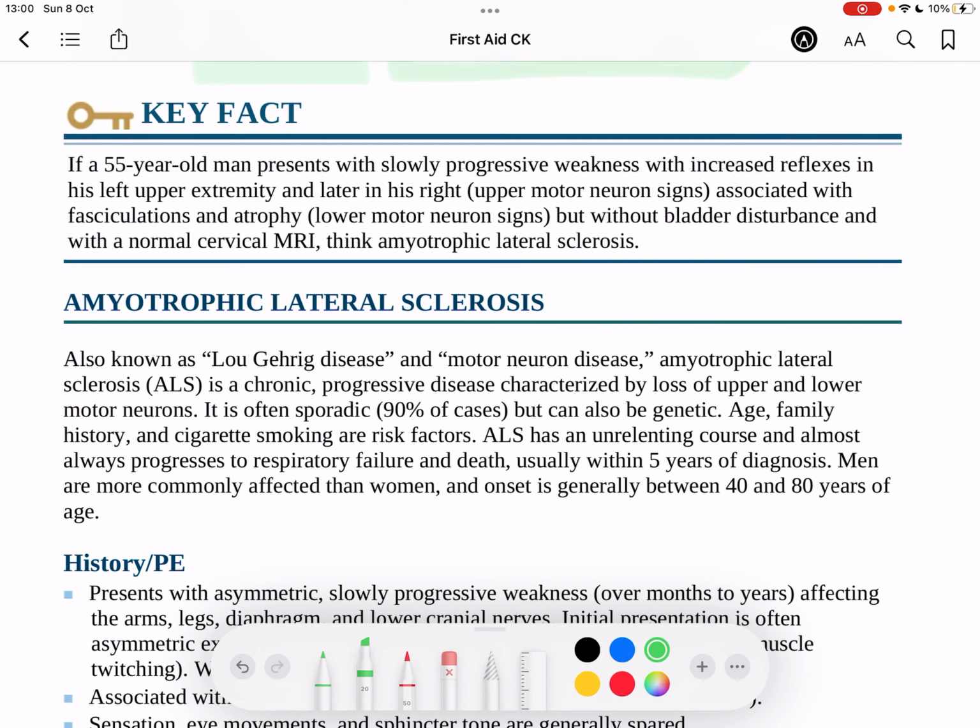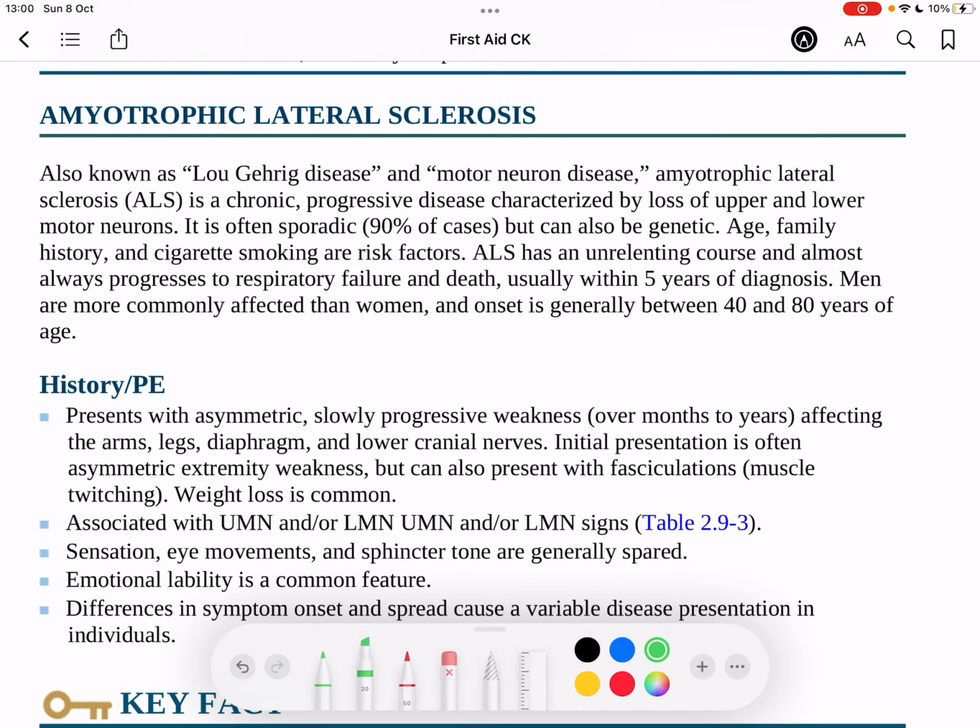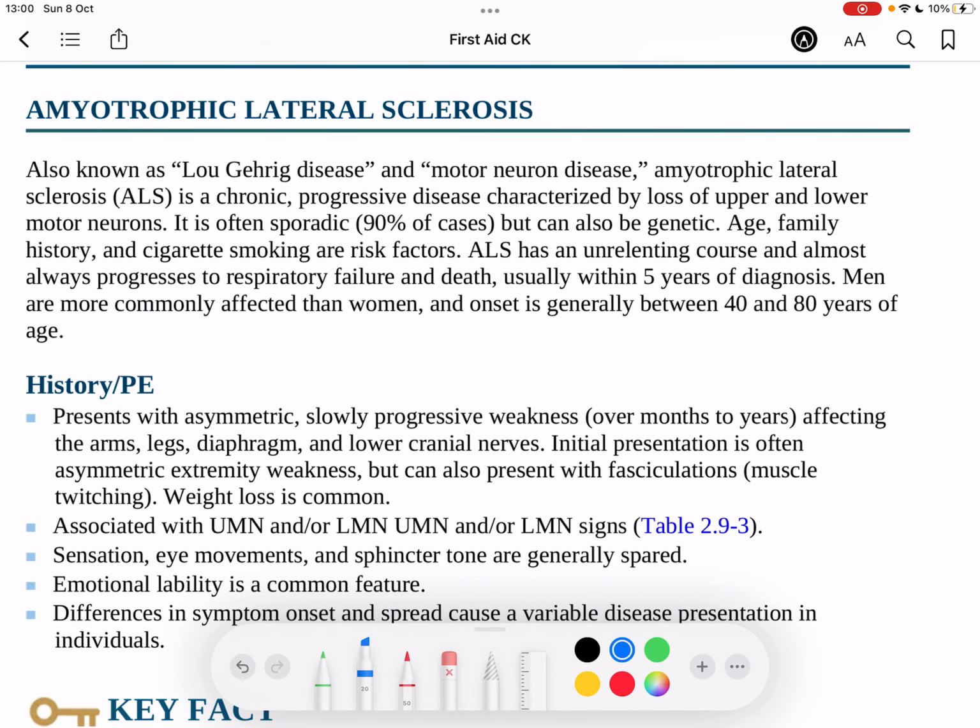Okay, just a quick key fact before we start ALS. If a 55-year-old man presents with slowly progressive weakness with increased reflexes in his left upper extremity and later in his right thigh with upper motor neuron signs like hyperreflexia and maybe a positive Babinski, associated with fasciculations and atrophy, but without bladder disturbance and a normal cervical MRI, this is a key finding for ALS. Okay, and we're going to be discussing that now. So let's discuss the details of ALS.